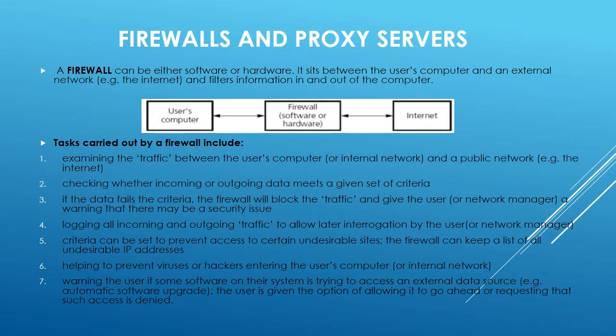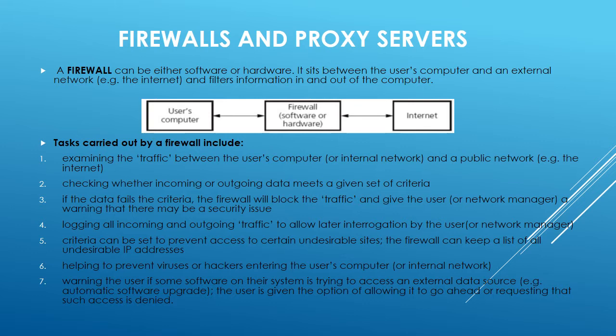There are numerous tasks that can be carried out by the firewall. That includes examining the traffic between the user's computer or internal network and a public network, for example, the internet. Checking whether incoming or outgoing data meets a given set of criteria. If the data fails the criteria, the firewall will block the traffic and give the user or network manager a warning that there may be a security issue. Logging all incoming and outgoing traffic to allow later interrogation by the user or network manager.